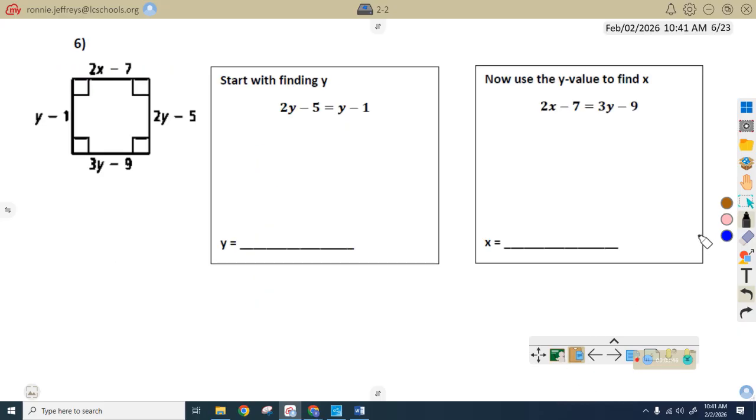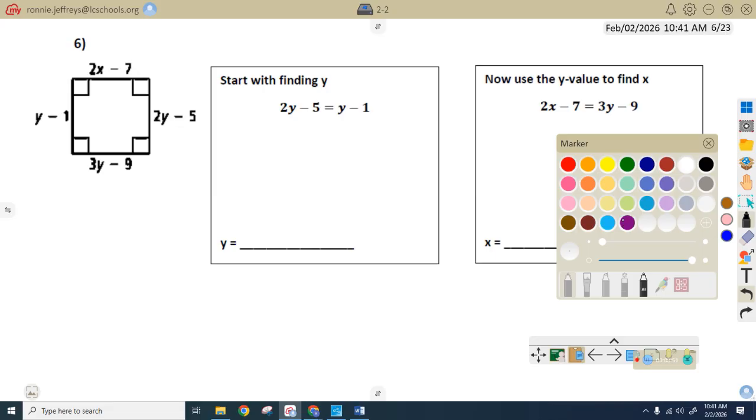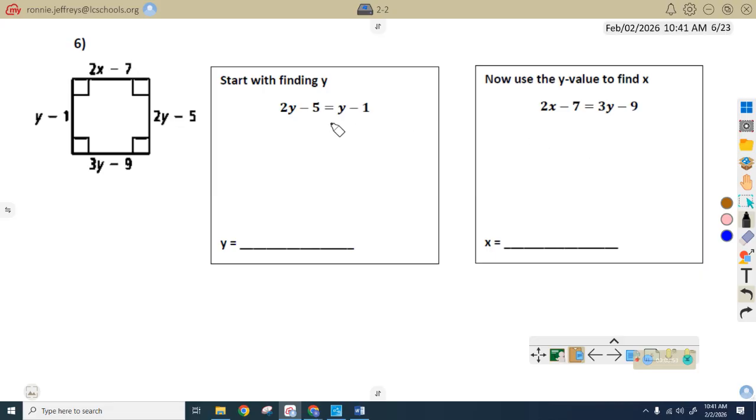So, all right, it says start with finding y. Somebody actually set this up for you. Then a lot of people just never got to it. All right, now we know what y is. 2x minus 7 equals 3 minus 9.